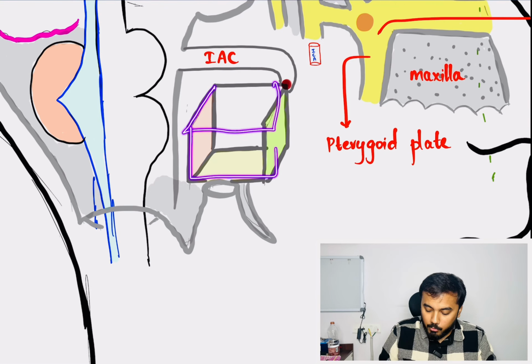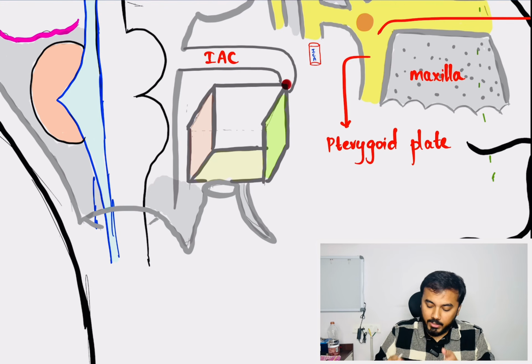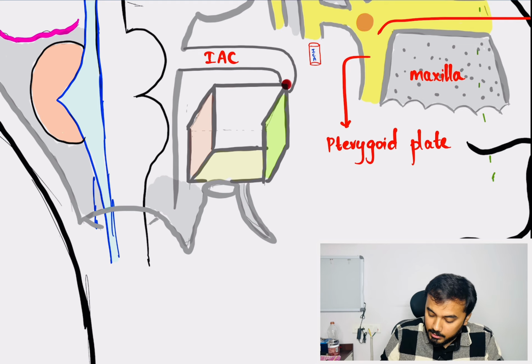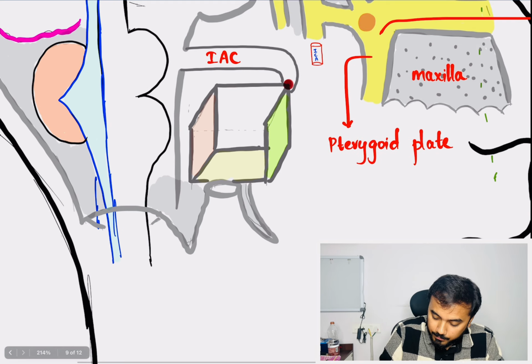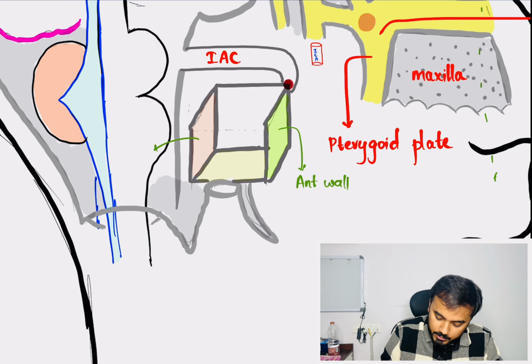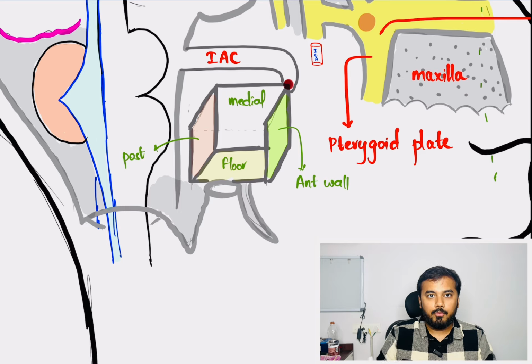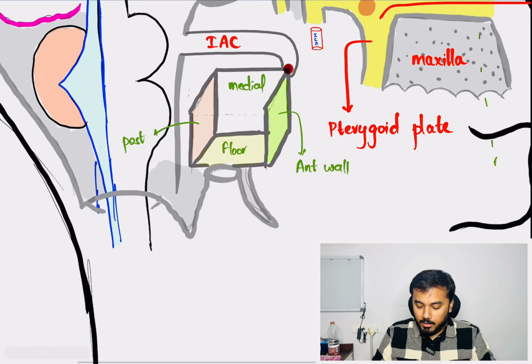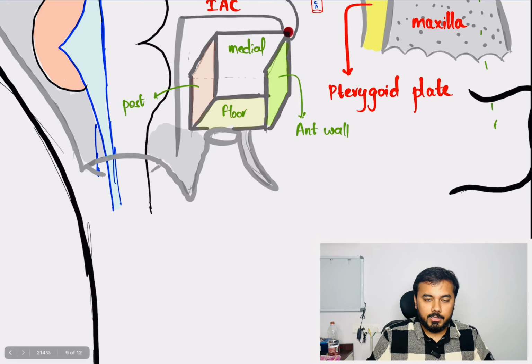Roof, I have removed the lateral wall so that you can see the contents inside. Okay, so let me write it down. This is your anterior wall. This is your posterior wall or roof. This is your medial wall and this is your floor. Okay, so these are the important things which you need to know.